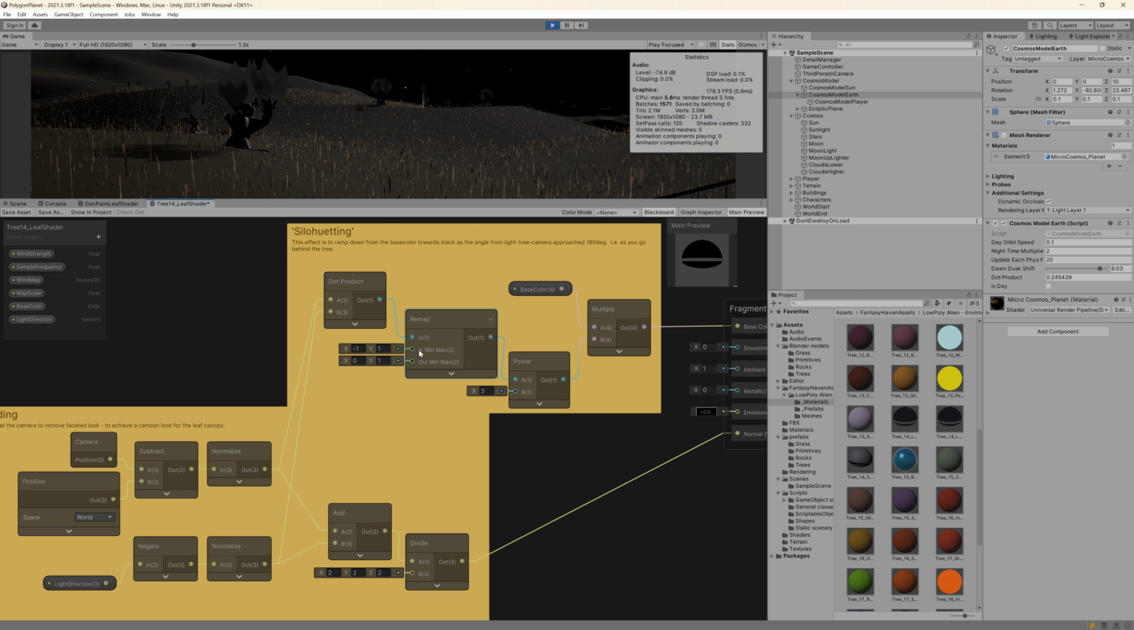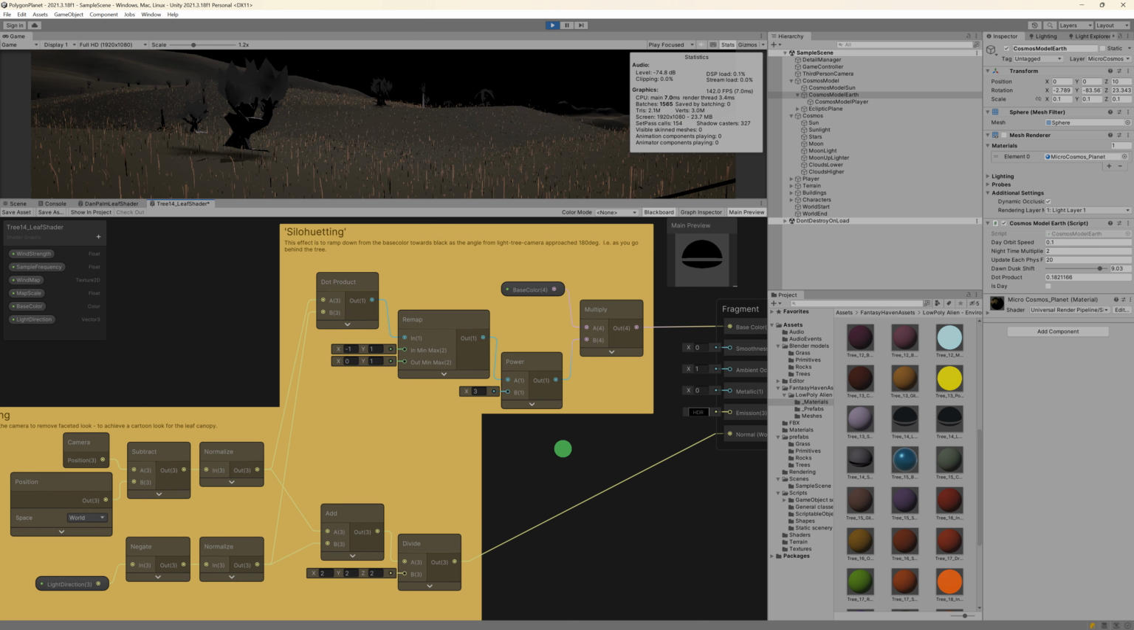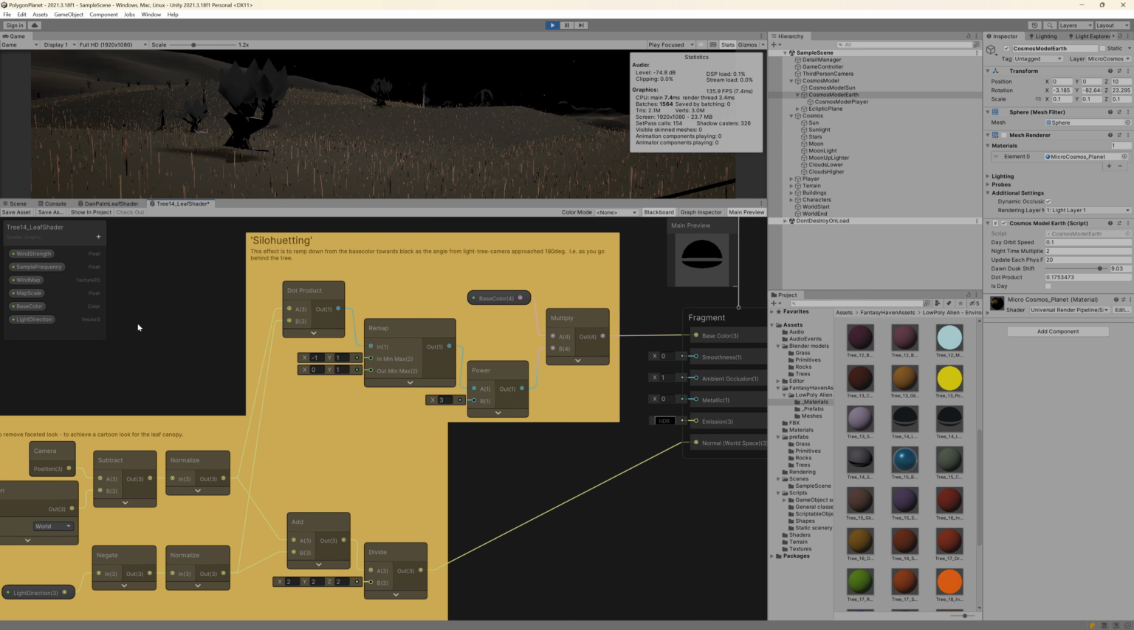And so that gives us values 0 to 1, and then I'm just exaggerating it by power of 3 to get a more sudden transition to silhouetting as you approach the sun angle. So that's what that is. That's my routine.